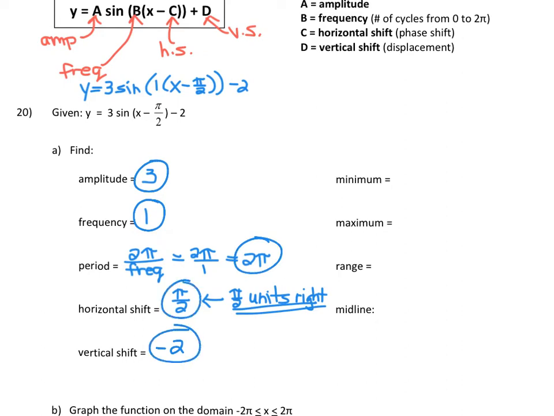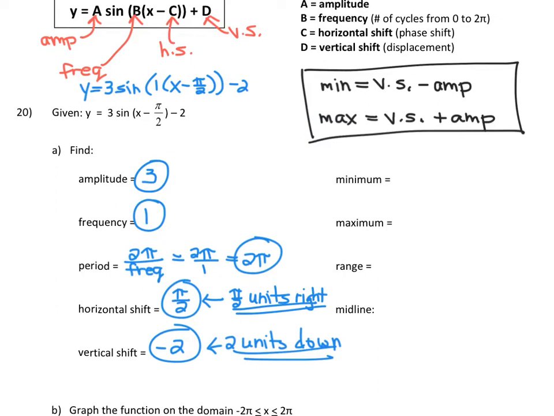Since there's a negative sign, what that means is we're shifting 2 units. And in this case, this time it's going to be down. If it's a positive, we're shifting up. And if it's a negative, we're shifting down.